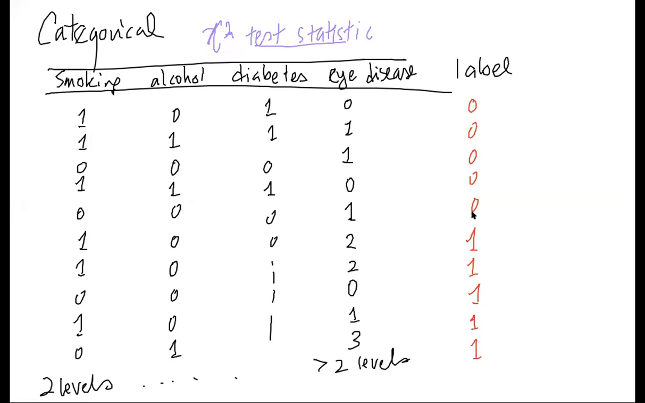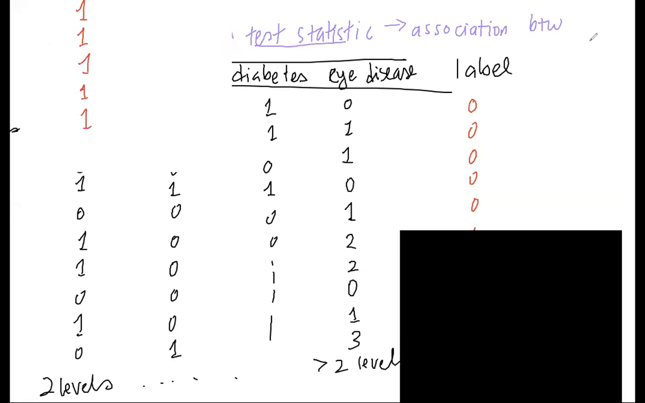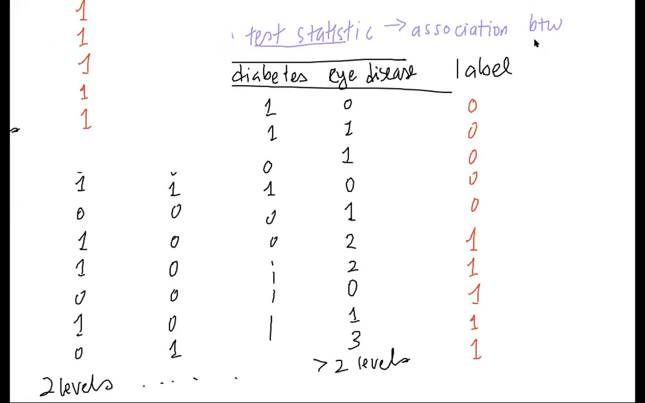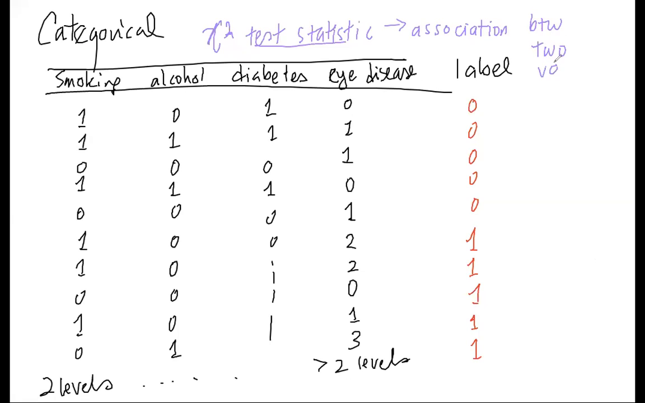So okay, let us look at it now. Basically, our chi-square test is testing for association between two categorical variables. Your label is categorical because it's 0, 1, and all these are also categorical, right? So that's why you can use your chi-square test, okay?